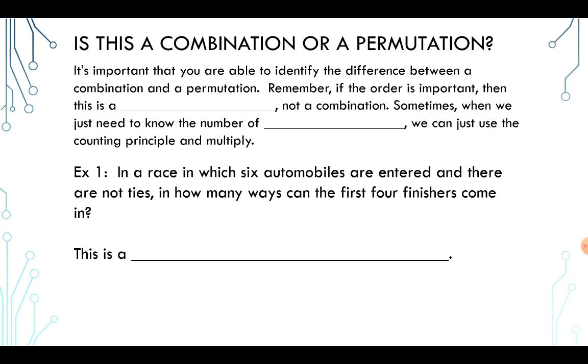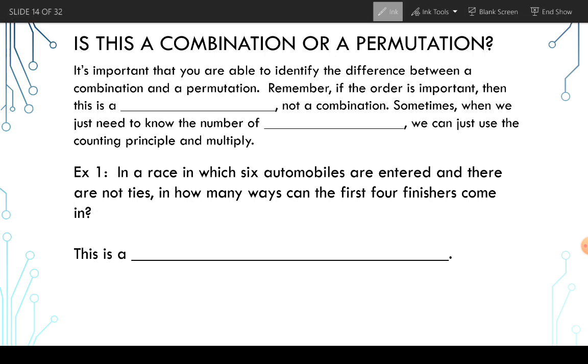Is this a combination or permutation? It's important that you are able to identify the difference between a combination and a permutation. Remember, if the order is important, then this is a permutation. Not a combination. Sometimes, when we just need to know the number of possibilities, we can just use the counting principle and multiply, okay?